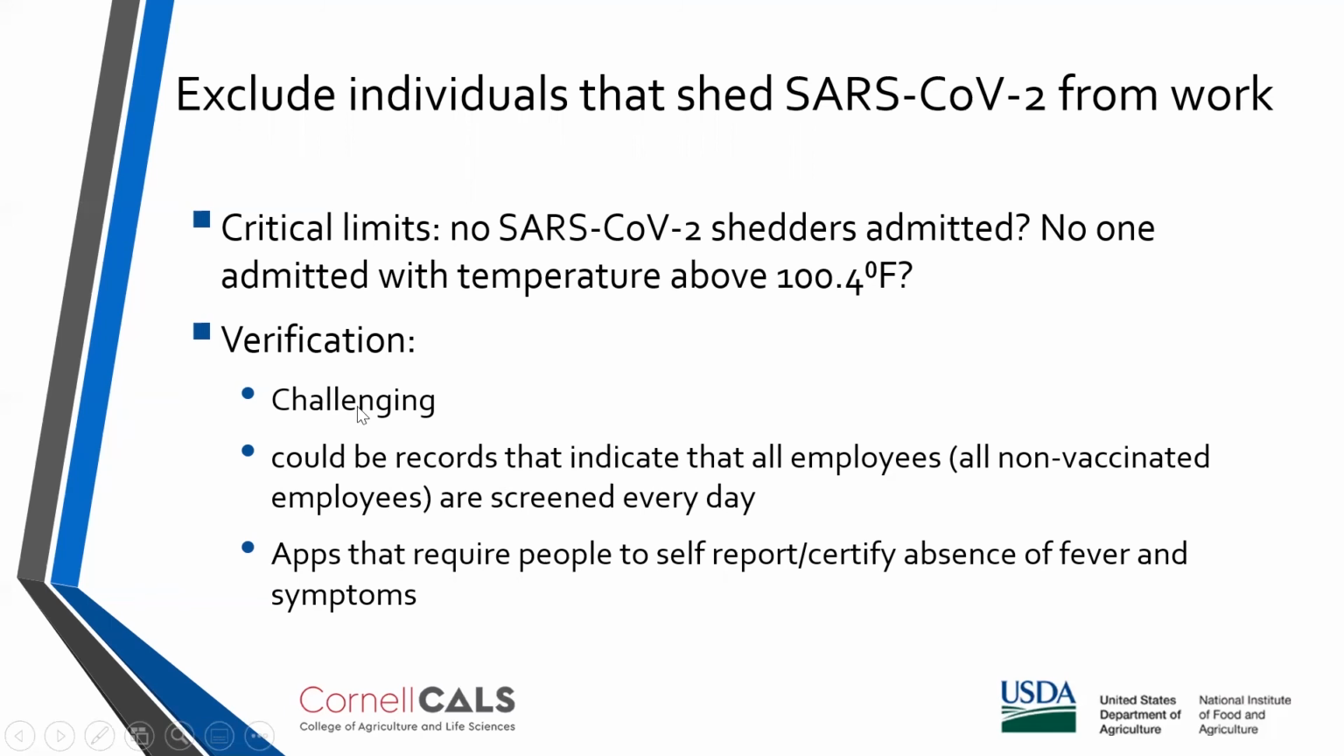Verification can be challenging, but it could be recorded records that indicate that all employees are screened. These days, again, with broad-based vaccination, this would most likely be self-reporting, where people still every day have to fill out a short 3 or 4 questions saying that they did not show fever, did not show COVID-19 symptoms, and a few others. This is still what, for example, Cornell does, even for vaccinated individuals. If you're vaccinated, all you have to do is fill out this self-questionnaire every morning before you go into work.